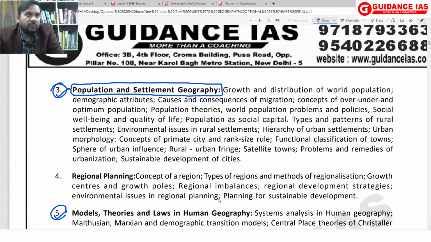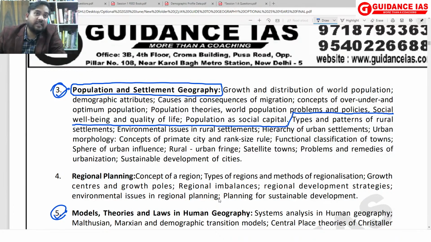But if both are coming, either as one short note and one long, both are definitely in the paper. They are always there in the paper. And this topic is our population geography, and this is the first topic I am taking up.